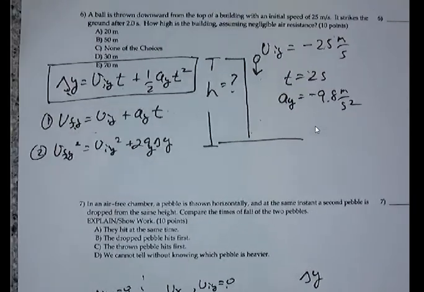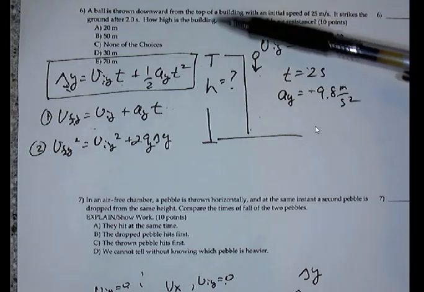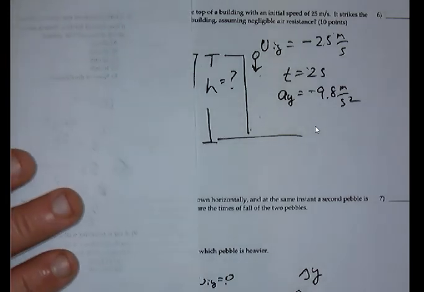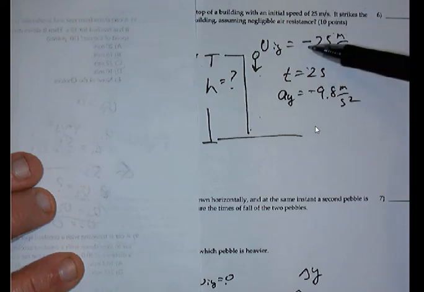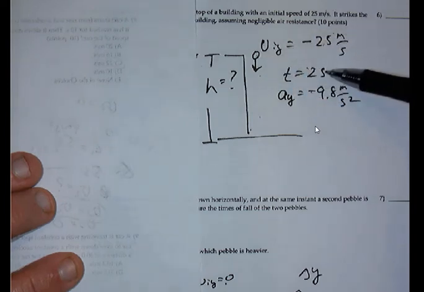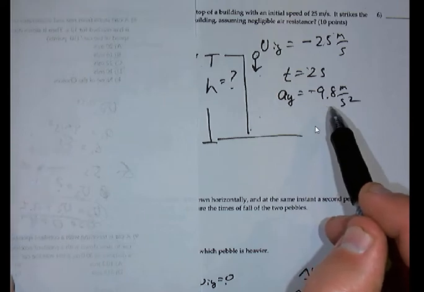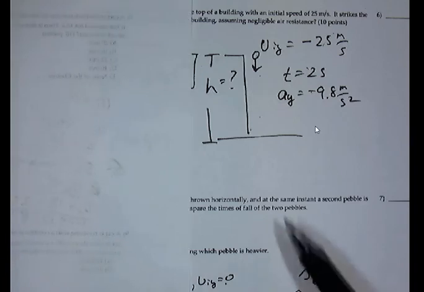Okay. Number 6, we're about halfway there. A ball is thrown downward from the top of a building with an initial speed of 25 meters per second. It strikes the ground 2 seconds later. How high is the building, assuming negligible air resistance? Before I do anything, I want to draw a nice picture, which I have here. Here's the initial velocity, 25 meters per second, and there's a negative sign there because it's down. I'm given a time of 2 seconds. I've got to bring this information to the problem myself: the acceleration in the y direction, negative 9.8 meters per second squared. And then here's the picture, and I'm trying to figure out the height.